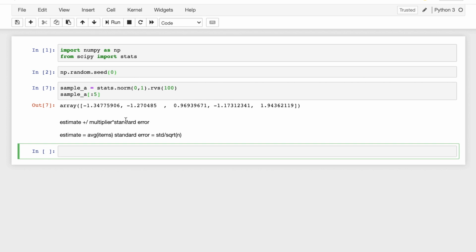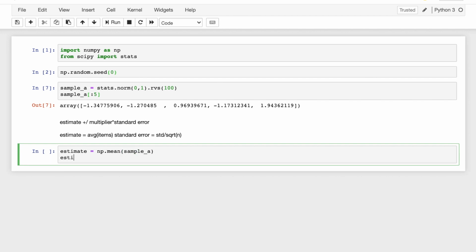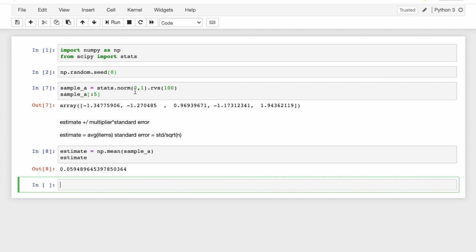The confidence interval has the following boundaries. It is the estimate plus minus multiplier times standard error. The estimate and standard error are defined by a particular sample, about a particular population. The estimate is the average of items, and the standard error is the standard deviation divided by the square root of the number of observations in our sample. And our estimate equals something close to 0. And this is really nice because remember, we got this sample from a standard normal distribution, which has a mean of 0.